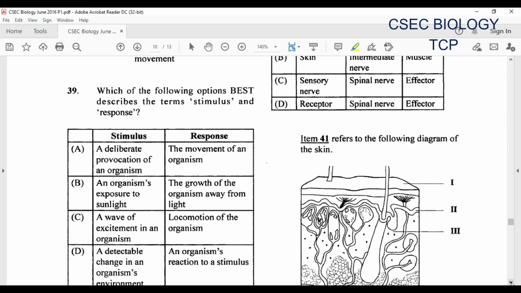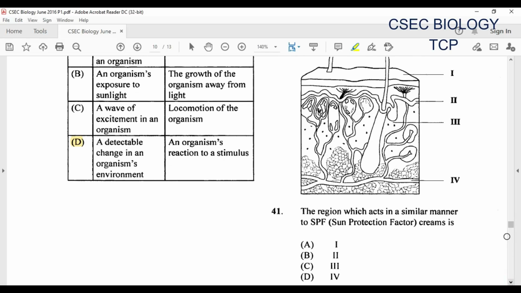Which of the following options best describes the term stimulus and response? This is a question that appears a couple of times as well, but this one is not so bad. Now, A is going to be out, because a stimulus is pretty much a detectable change in the environment, and response is what that organism will do as a result of that change in the environment. With that said, the only answer possible here is going to be, of course, D. Like I say, this is an easy one, but it too has made its round on the paper. We move on to question 40.